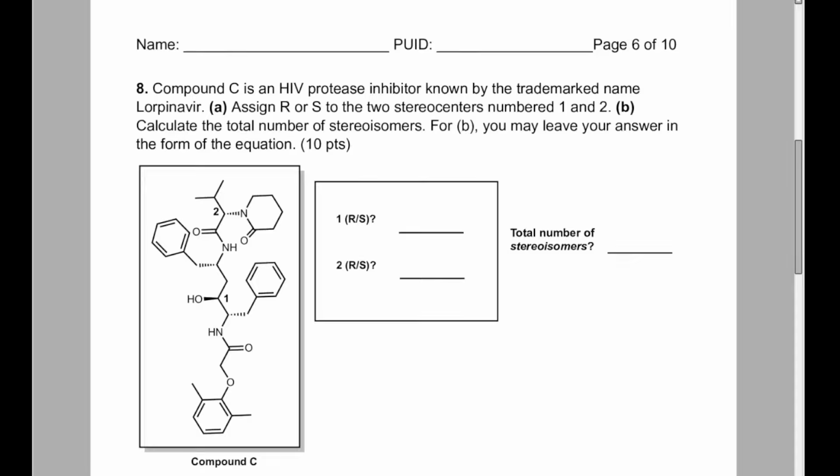So first, we need to figure out the R/S stereochemistry for these 2 chiral centers. And since we're given this big molecule, I think it's easier to just draw out the chiral centers separately. So I'll show you what I mean by that. So let's take chiral center 1, for example.